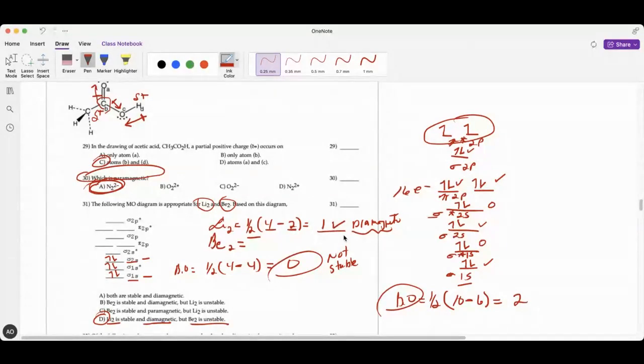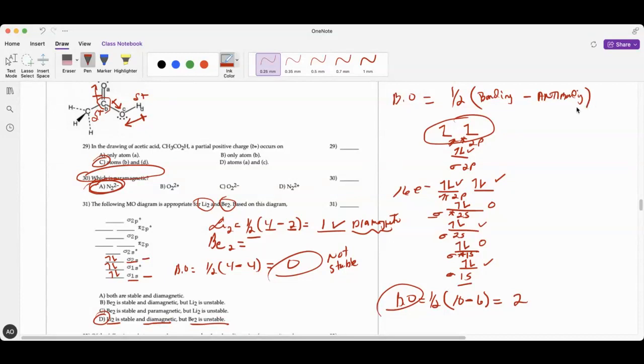And the 1/2, where did that come from? That's the formula for determining bond order. So bond order is equal to 1/2 times the quantity of the number of bonding electrons minus the number of anti-bonding electrons.